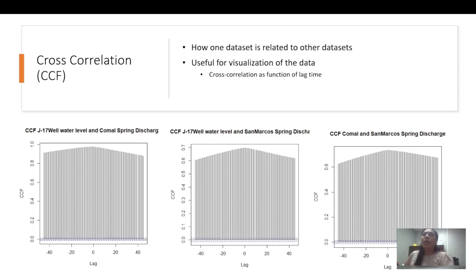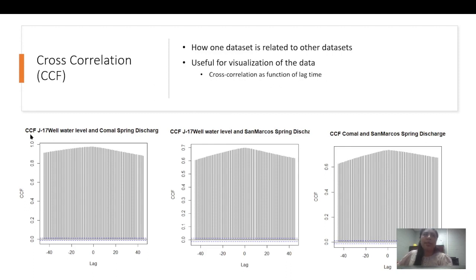So after doing the correlation analysis within the dataset, we then move forward to the correlation between these three datasets among themselves, because the water is from the same aquifer, that is the Edwards Aquifer. So we'll be analyzing the parameters present in these three data sets. What cross correlation does is that it says how much a data is related to the other data, and if the data set is very long, it helps in visualizing the data set patterns, as it gives the correlation as a function of lag time.